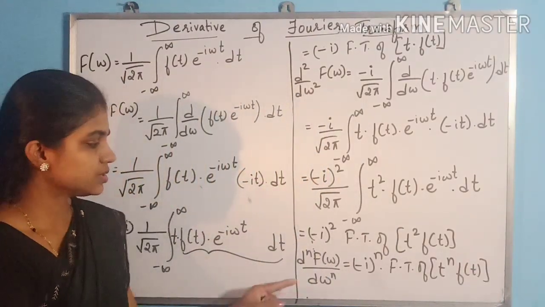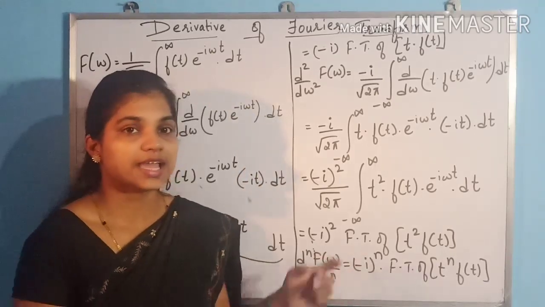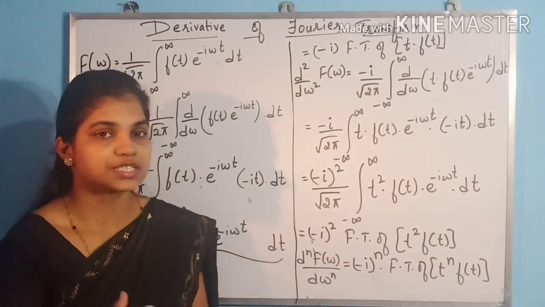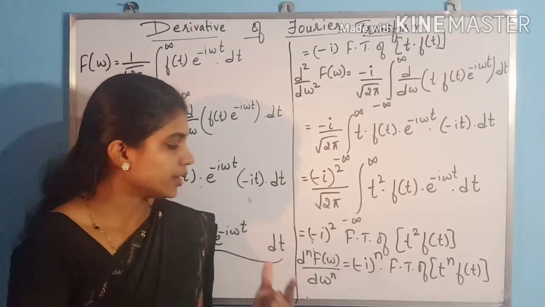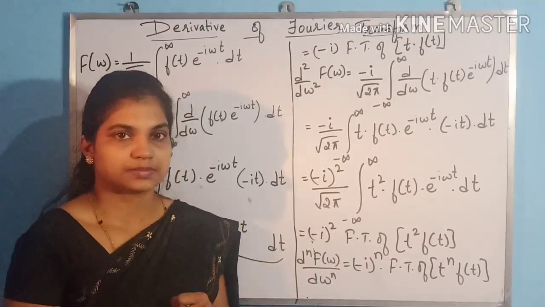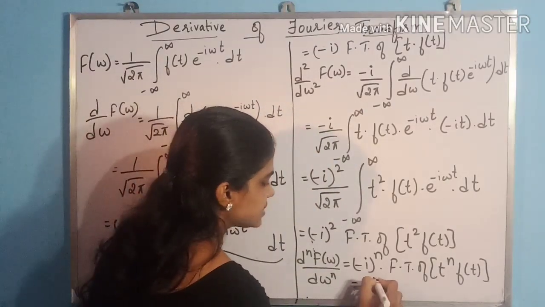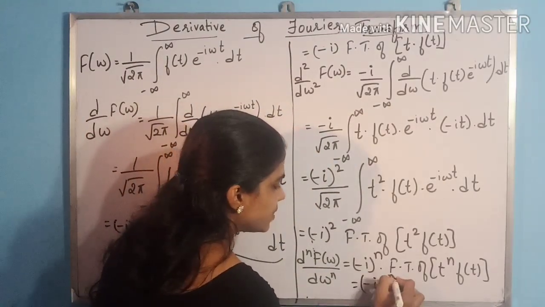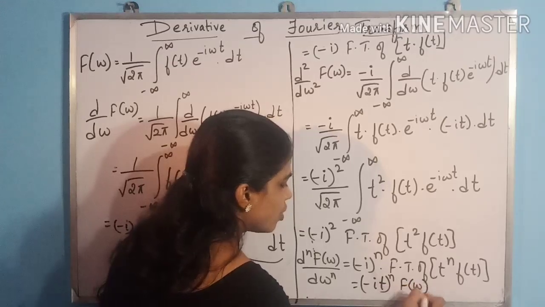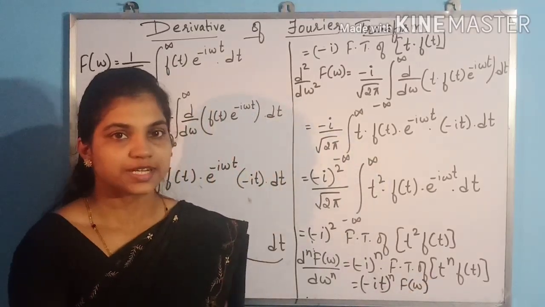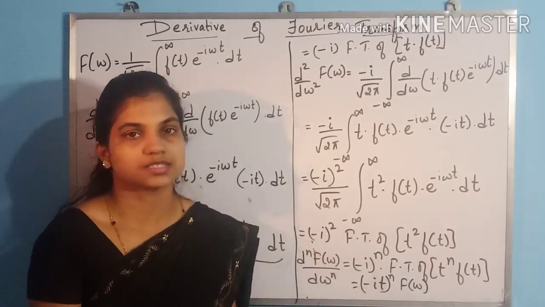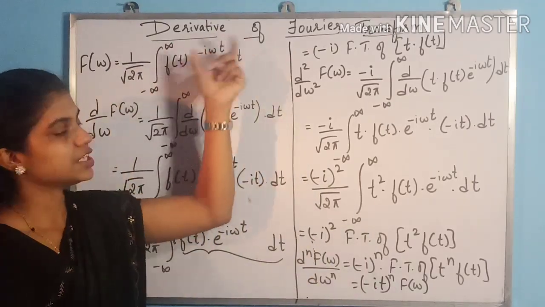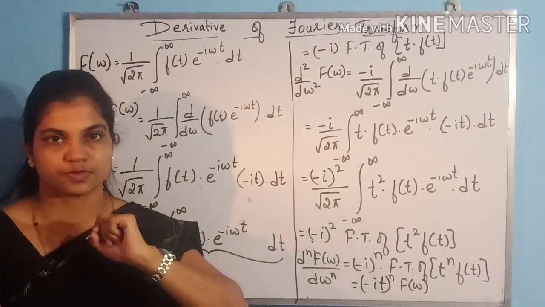Right? So this is what I'm going to get: the nth derivative, or in the generalized form, the derivative of a Fourier transform. Or I can write this as (minus i t) to the power n f of omega. I can also write it like that. So this is our required answer for the derivative of Fourier transform.